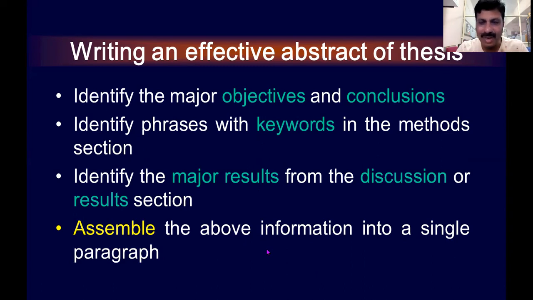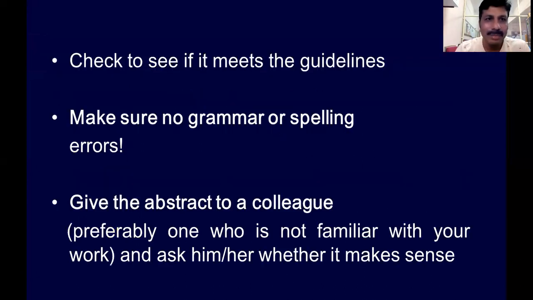Of course, when you read a lot of research papers and try to write the abstract for those other research papers, definitely this will be really helpful to come up with a good abstract. In the abstract, check to see if it meets the guidelines. As I was telling, each university has its own guidelines, so your abstract should fit into those guidelines. Make sure there are no grammar or spelling errors. Many times the articles are removed in order to reduce the number of words, but that should not be done. Grammatically, it should be perfect.